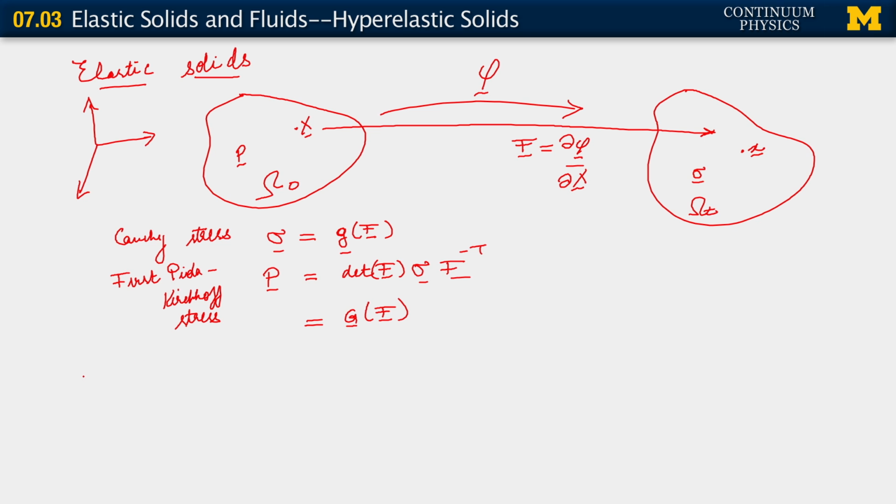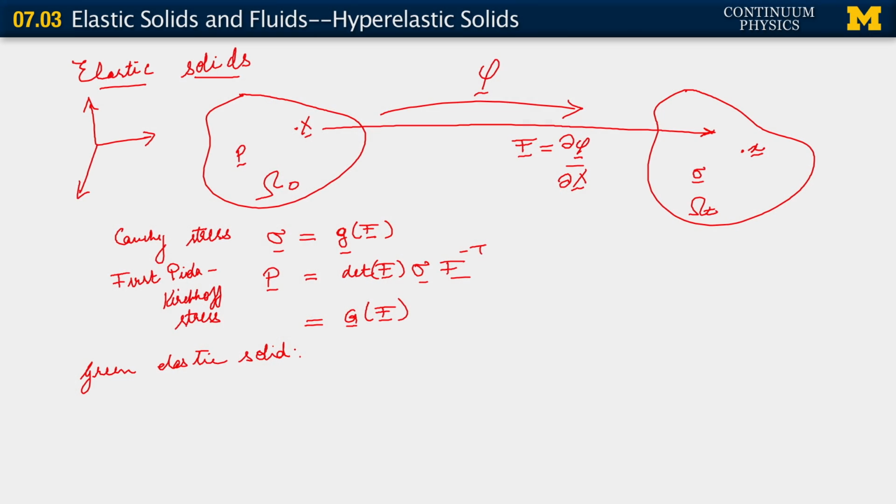In particular, this type of model is what gets called a Green elastic solid. All right, and to make a bad joke, we're not referring to the color, we're referring to a mathematician there. Okay? So this is the first notion of an elastic solid. Let's work with this and see where it takes us.